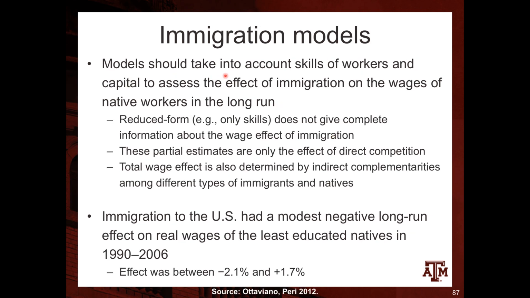So models should take into account skills of workers and capital to assess the effect of immigration on the wages of native workers in the long run. Skill of workers is pretty much saying we have to take into account the education level of workers. Yeah, okay, everybody's taking that into account in the previous models. But not all models are taking into account capital changes, because as you increase the supply of workers in the country, these workers will compete for jobs. There will be an increase in labor supply, but also they will increase the demand for products in the country.